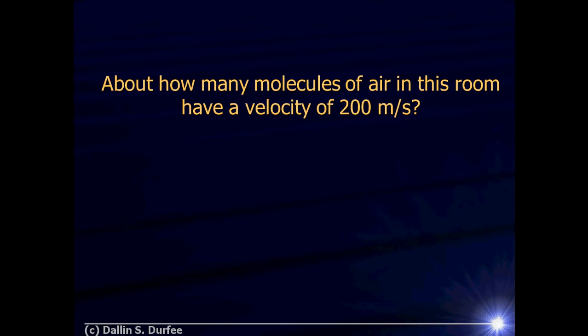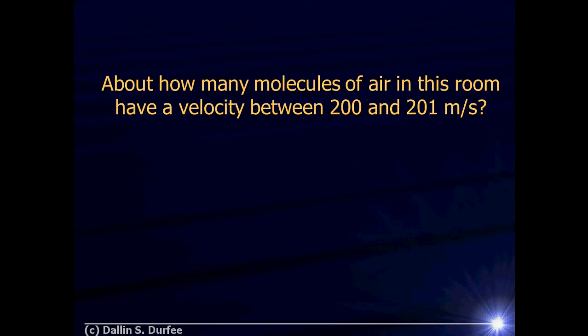How many molecules of air in this room have a velocity of 200 meters per second? None. If you find one, I'll say go measure it more carefully, and you'll say, oh, it's really 200.000001732. The point is, when we do statistics, we're never looking for an exact answer. So let's ask a better question. About how many molecules of air in this room have a velocity between 200 and 201 meters per second? How do we find that?